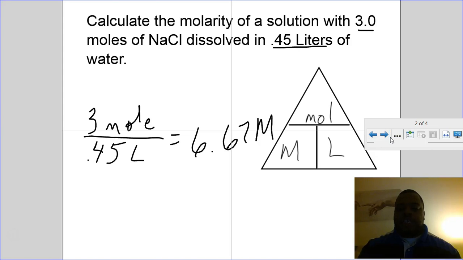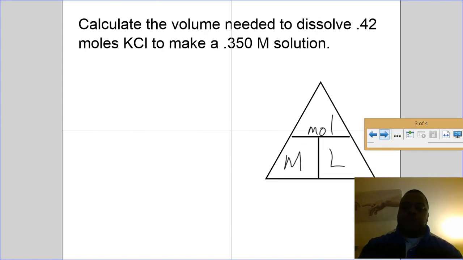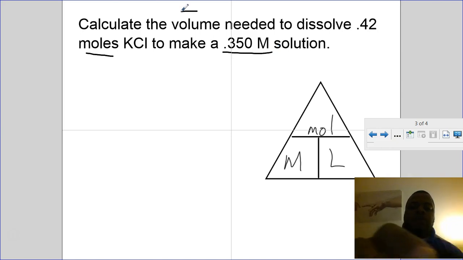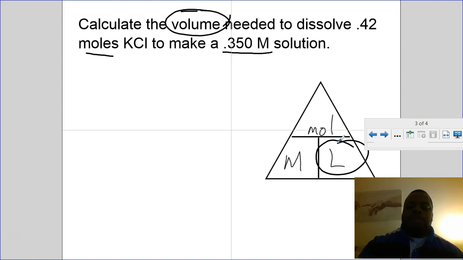Let's go ahead and take another look at it and see if we can keep this thing making sense. Okay, well, the next question asks us calculate the volume needed to dissolve 0.42 moles of KCl to make 0.350 molar solution. Okay, well, again, I have moles and I have a molarity, and I'm trying to solve for volume. So volume is my liters. So it tells me that in order to find liters, it's going to be moles over molarity. Well, let's go ahead and plug it in.